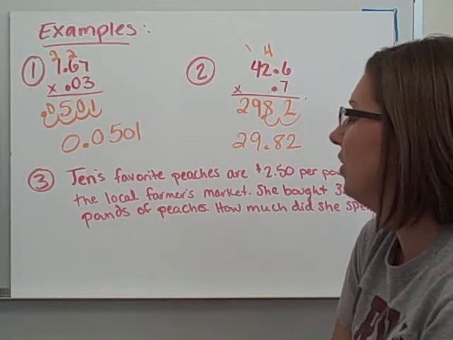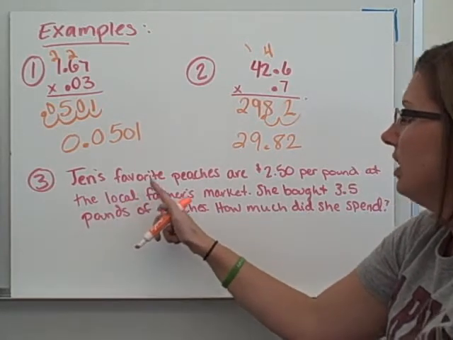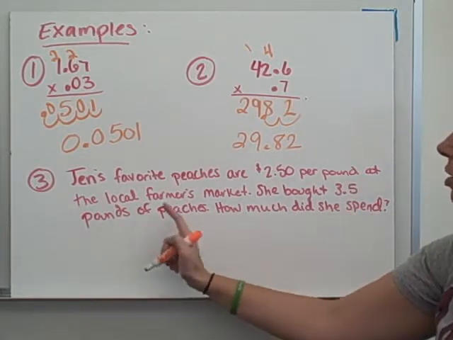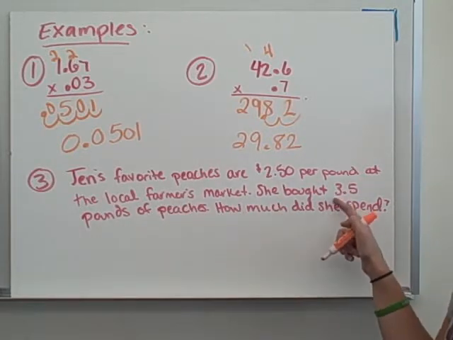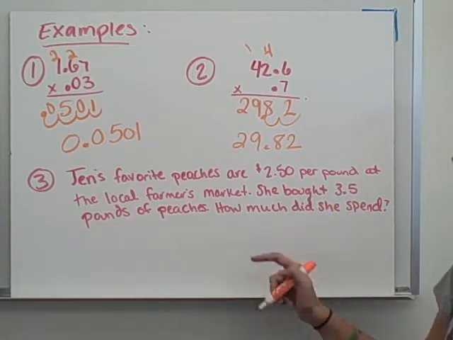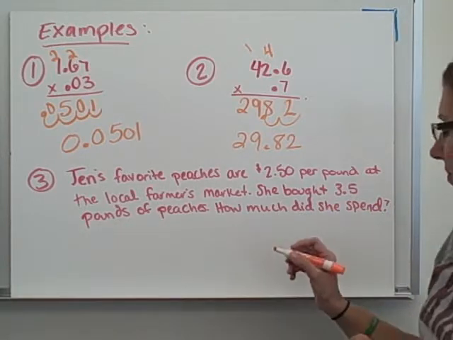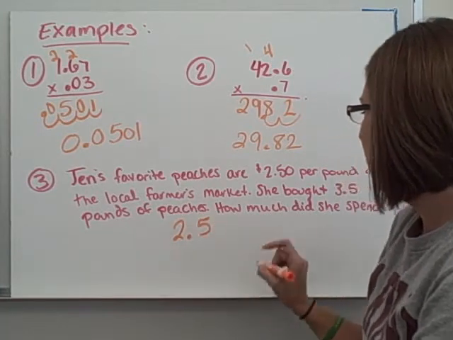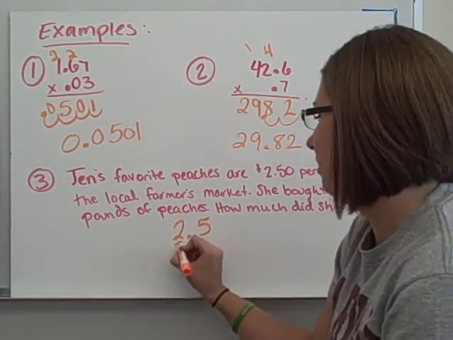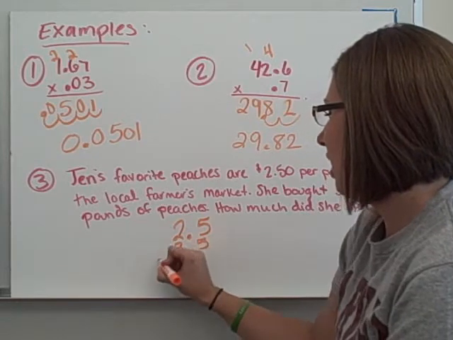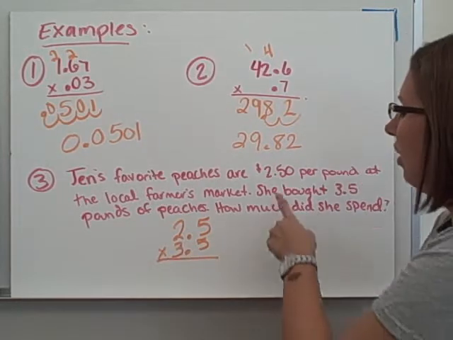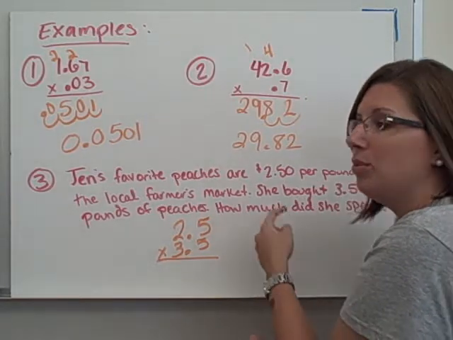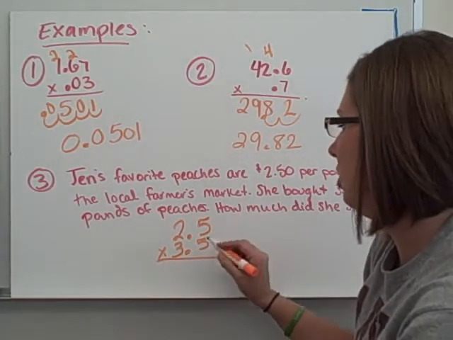And our third example is a word problem. Jen's favorite peaches are $2.50 per pound at the local farmer's market. She bought 3.5 pounds of peaches. How much did she spend? So we are going to multiply $2.50 by 3.5 pounds. I'm actually going to ignore that 0 since it comes at the end of the problem. It's really not going to help me out in my multiplication process.